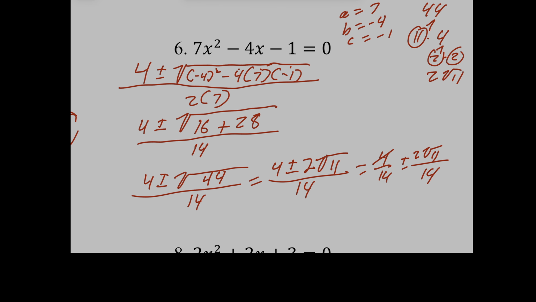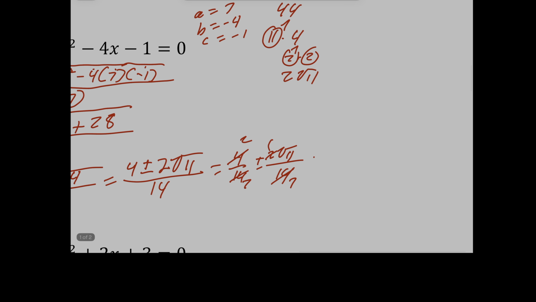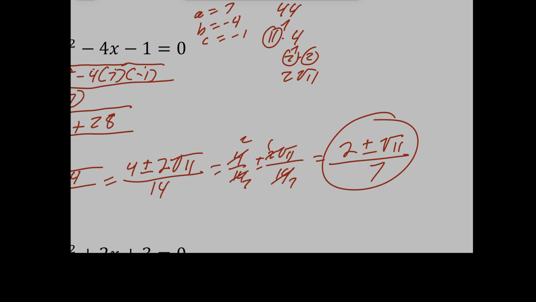Now, when I reduce them, that's going to reduce to 2 over 7. That's going to reduce to 1 over 7. And when I put them together, it's going to be 2 plus or minus root 11, all over 7. Okay, I just put them all under one fraction.